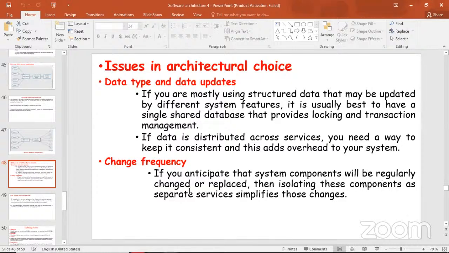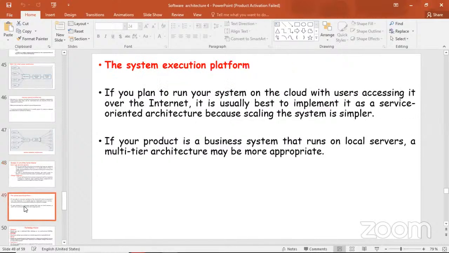If you anticipate that a system component will regularly change or be replaced, then isolating these components as separate services simplifies those changes. So the system execution platform: if you plan to run your system on the cloud with users accessing it over the internet, it is usually best to implement it as a service-oriented architecture because scaling the system is simpler. If your product is a business system that runs on a local server, a multi-tier architecture may be more appropriate.